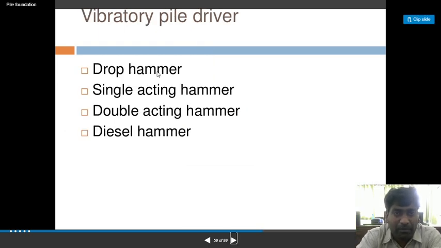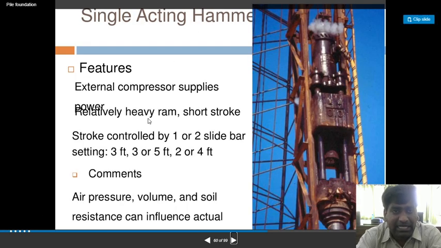Vibratory pile driver, drop hammer, single acting hammer, double acting hammer and diesel hammer. Single acting hammer features. This is a field view of a single acting hammer.